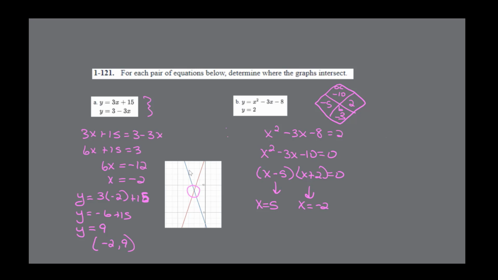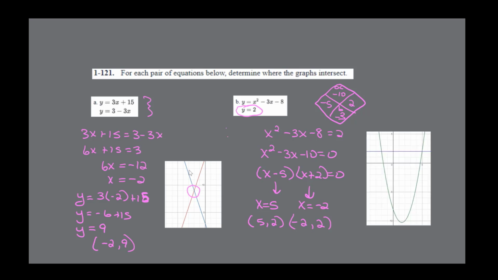Now, the easy thing about this one is we already know the y because of this equation here. So we don't have to plug a value in and solve for y. We already know what it is. So our point will be 5, 2, and -2, 2. So let's take a look at that graph. So as you can see, when I bring in this graph, our points are 5, 2, and -2, 2. And those are the 2 points that we just solved for here. So that ends 1-121, and we're moving on.